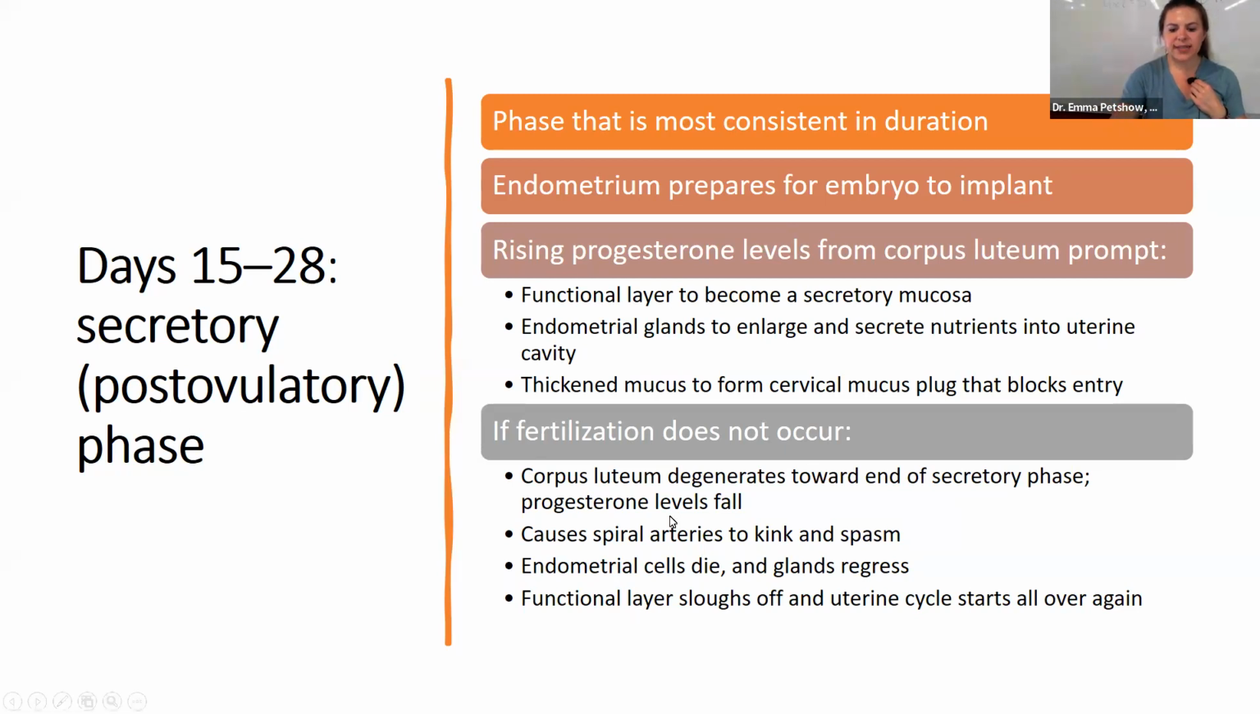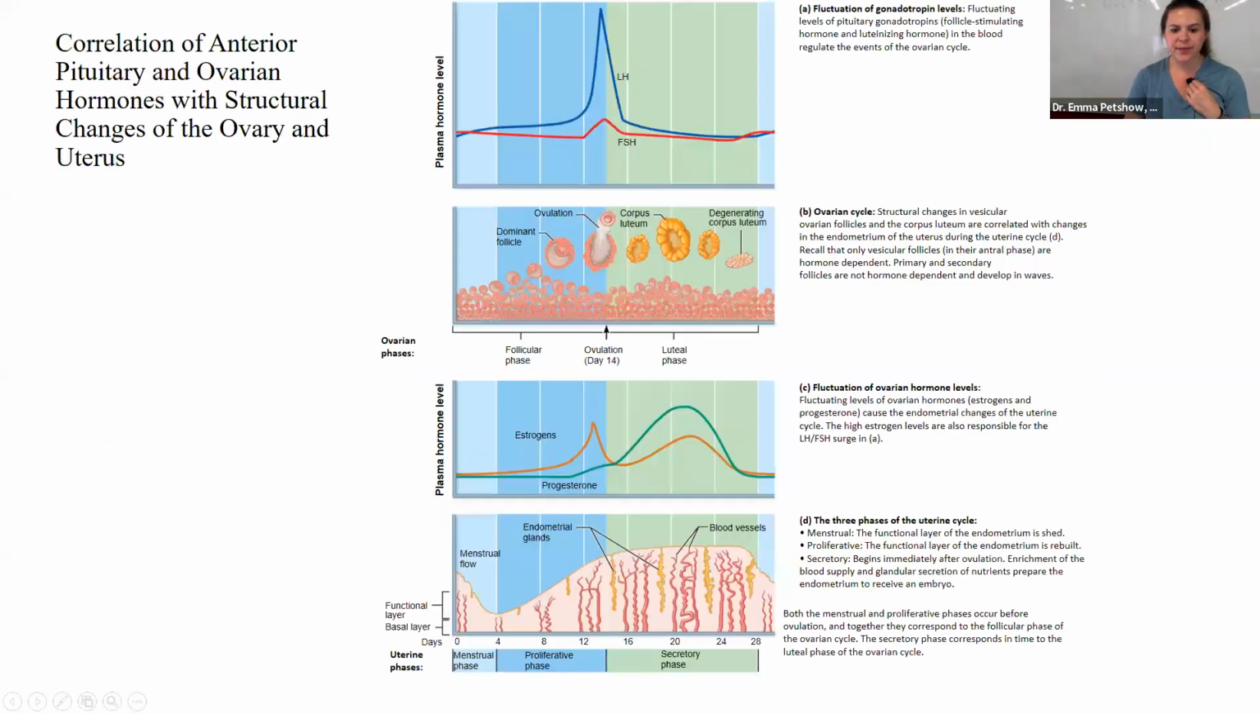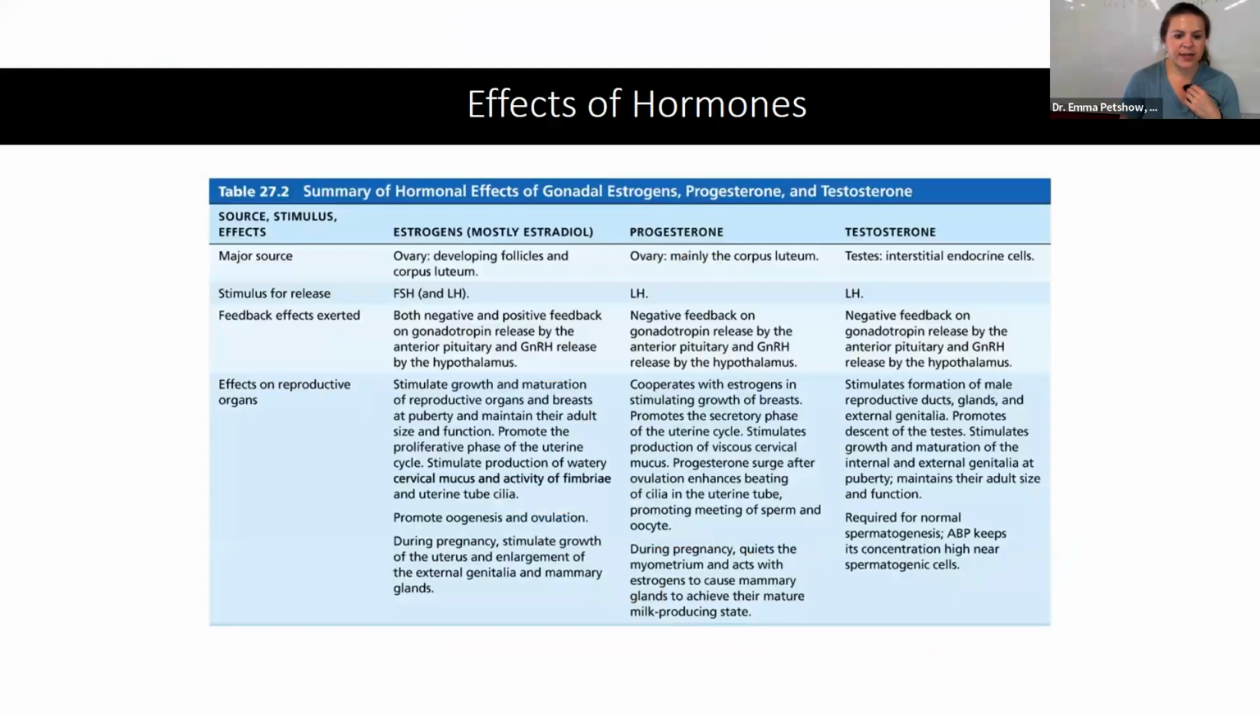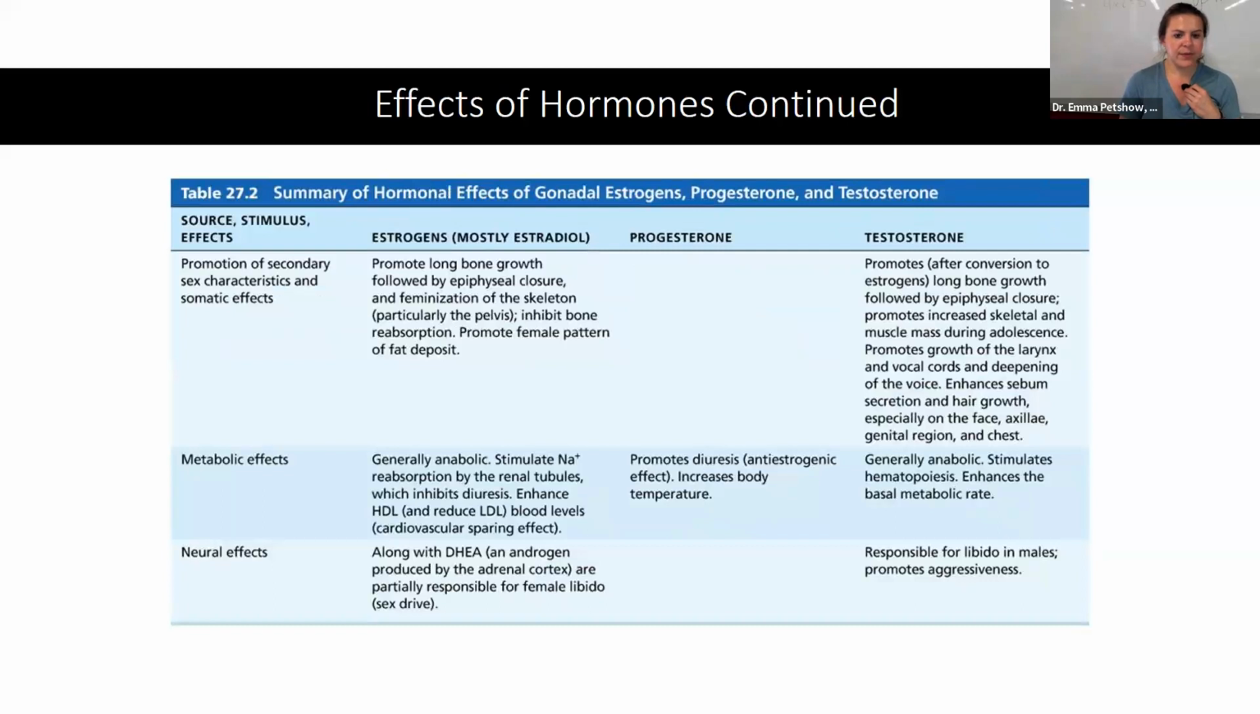Spiral arteries are the arteries that spasm and kink and can eventually cause the hemorrhage and bleed that we associate with menstruation. If you're visual, this is showing you the LH and FSH surges, what's going on with your follicles, what's happening with estrogen and progesterone, and then what's happening with your uterine layer. I find this, like my oogenesis picture, the most helpful picture for understanding the relationship between hormones, the ovarian cycle, and the uterine cycle. If you are a table person and want to know what estrogens, progesterone, and testosterone are going to do in the body, here's your table for you.